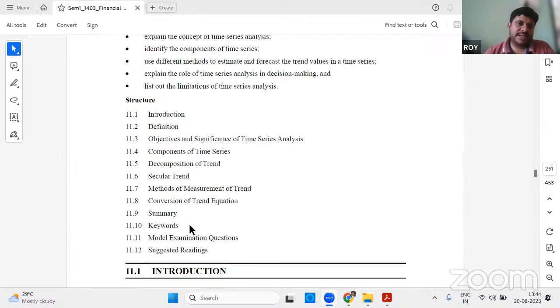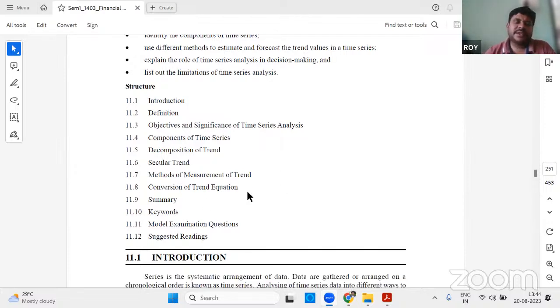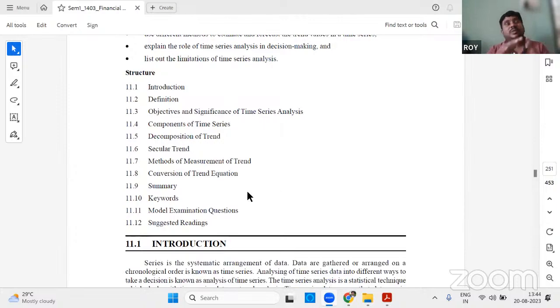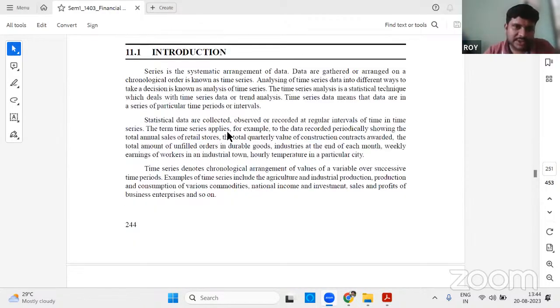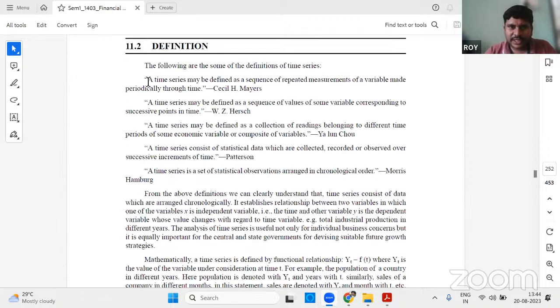When we think about the different aspects in the time series over a period of time, let's go into this. Already we have seen the definition. A time series may be defined as a sequence of repeated measurements of a variable made periodically through time. I think by this time you understand what a variable means. Variable means any factor that we take.